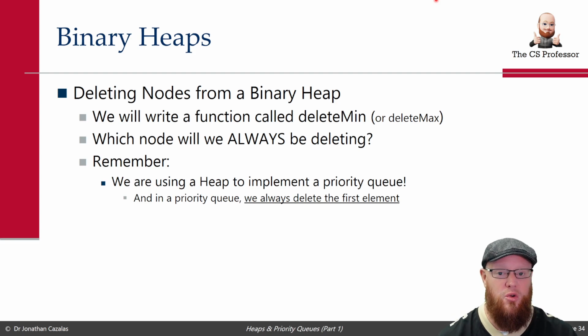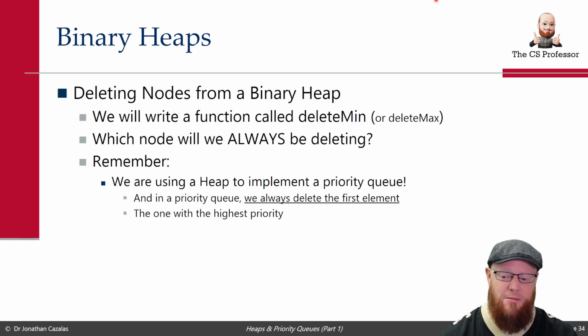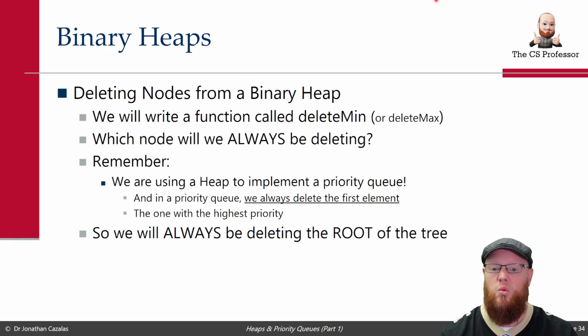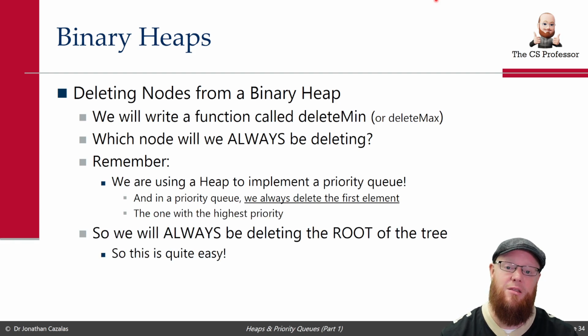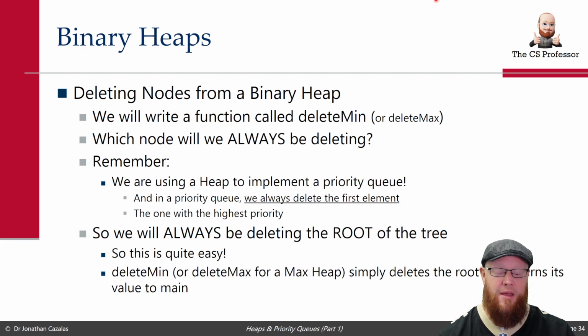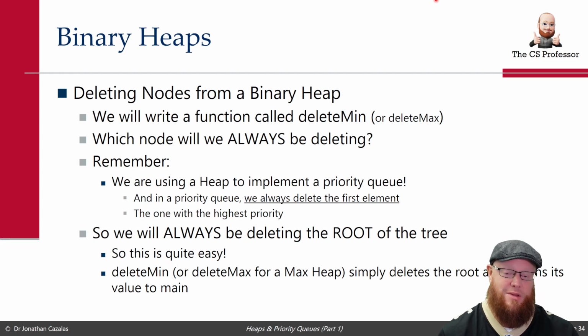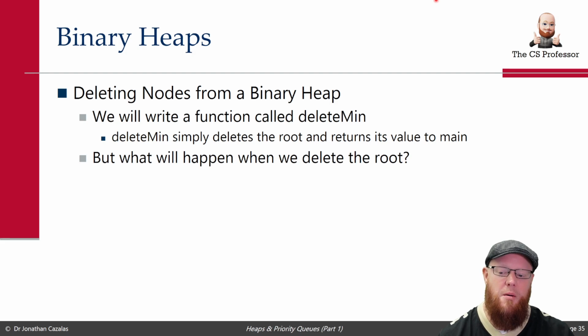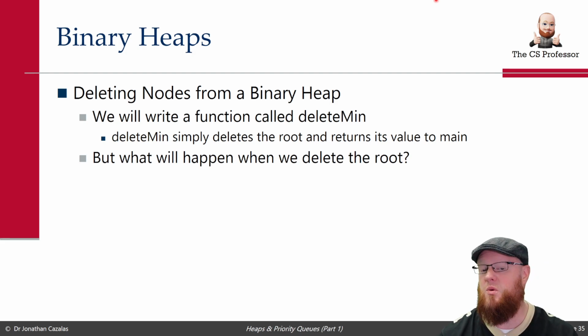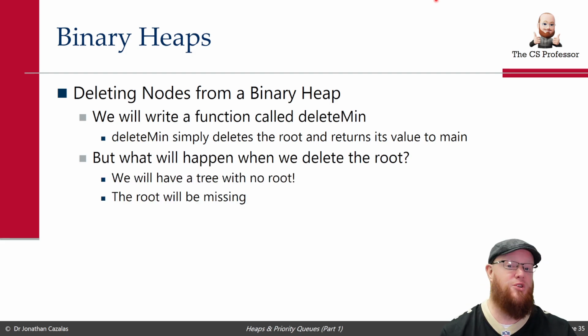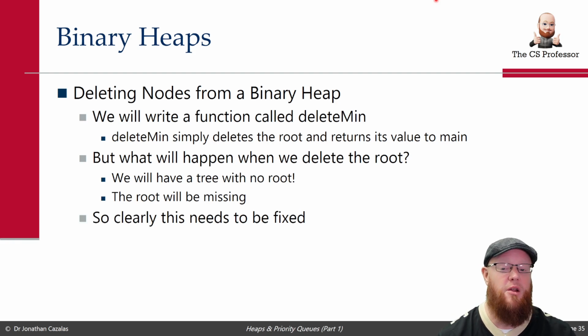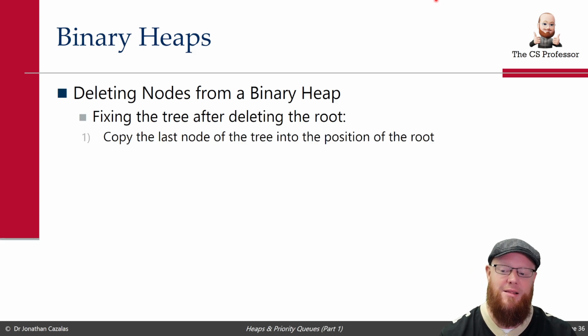So in a priority queue, we would always need to delete that first element, the one with the highest priority. We will always be deleting the root of this tree. And it's super easy to actually have access to the root of a tree. So we're going to simply delete that root. But what happens when we delete the root of a tree? We have a tree with no root. So clearly it's not a heap anymore. We have a tree with no root at all. We need to fix that. Let's get a visual and understand what actually happens.